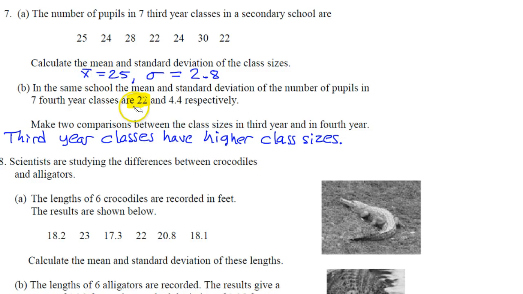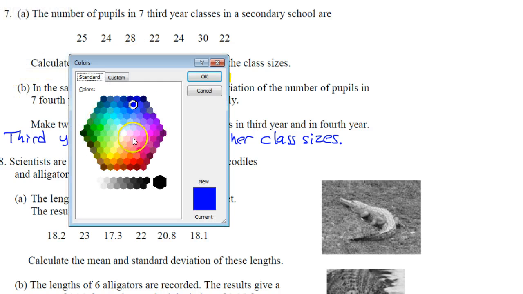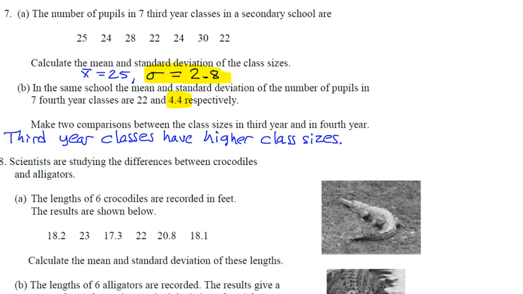Okay, now let's compare based on the standard deviation and remember what standard deviation tells us. For the third year, we're looking at 2.8, and for the fourth year classes, we're looking at a standard deviation of 4.4. So the fourth year classes have a higher standard deviation. That means their class sizes vary more. Or if I wanted to talk about the third year class sizes, I could use words like consistent. I could say the third year class sizes are more consistent, meaning they're closer to being the same all the time. So you can say any one of those two things referring to the standard deviation. I can say the fourth year class sizes are more varied. Or I could have said that the third year class sizes are more consistent.